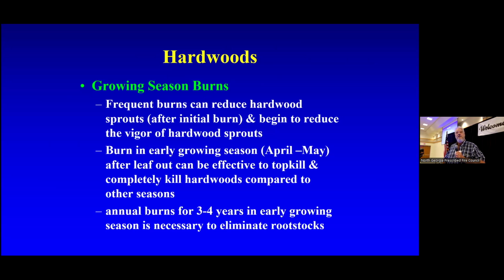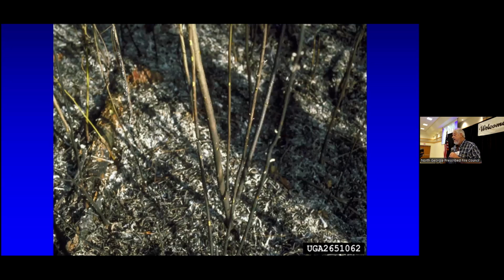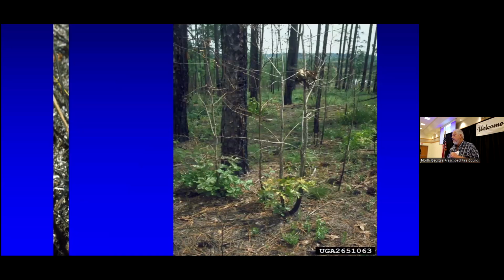Typically you're going to have to burn initially with at least a 3-year rotation in order to begin to really knock things down and reduce those numbers. Now you can evaluate the effectiveness of your burns pretty quickly with smooth bark species. You can see here where we've got bark that's popped off of the stems, giving you a good idea that you got sufficient residence time to get top kill within that cambium layer.